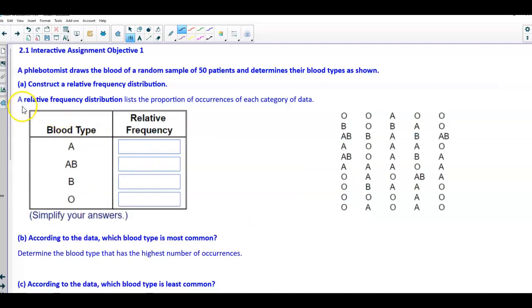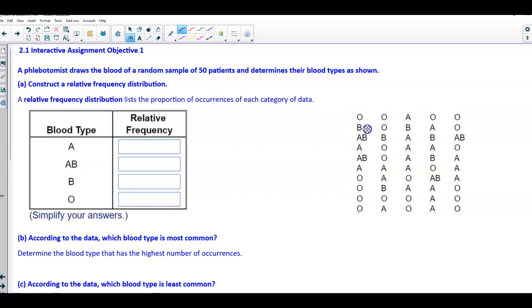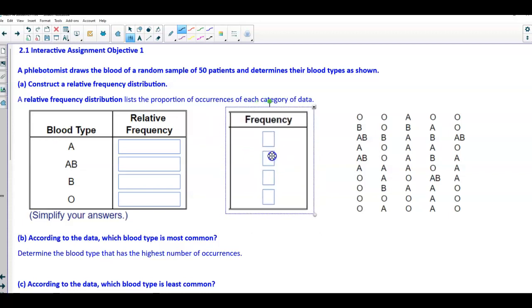Recall that the definition of a relative frequency distribution lists the proportion of occurrences of each category of data. So in this case, we want the relative frequency. In order to get the relative frequency, we need to create another table that is the frequency. So creating our frequency distribution, we need to tally up the blood type for each one. So let's go ahead and do that.